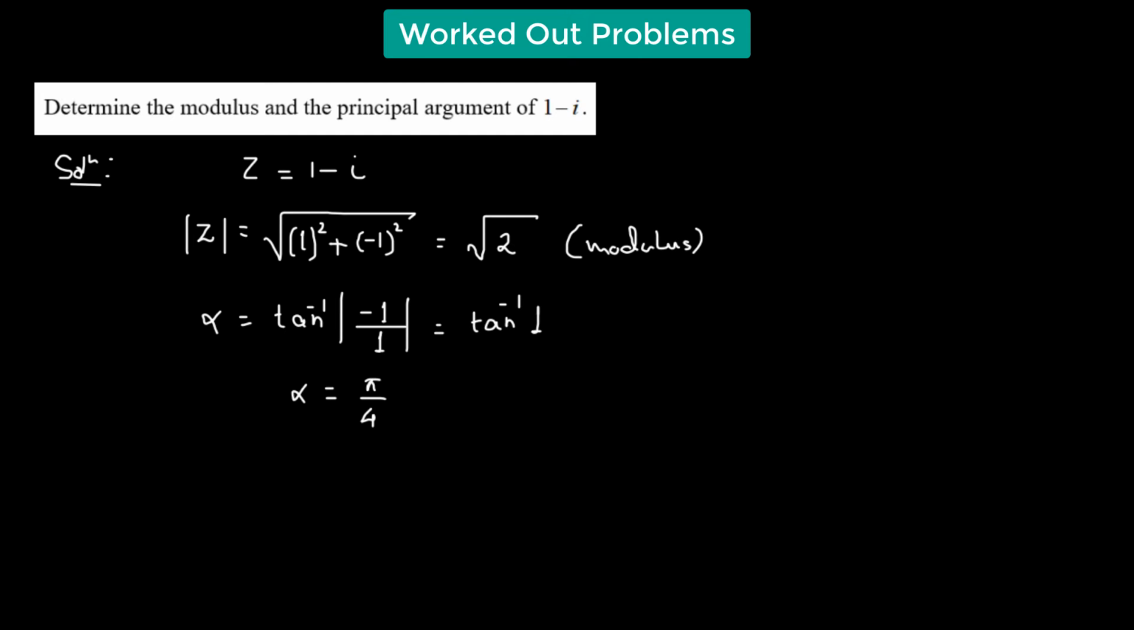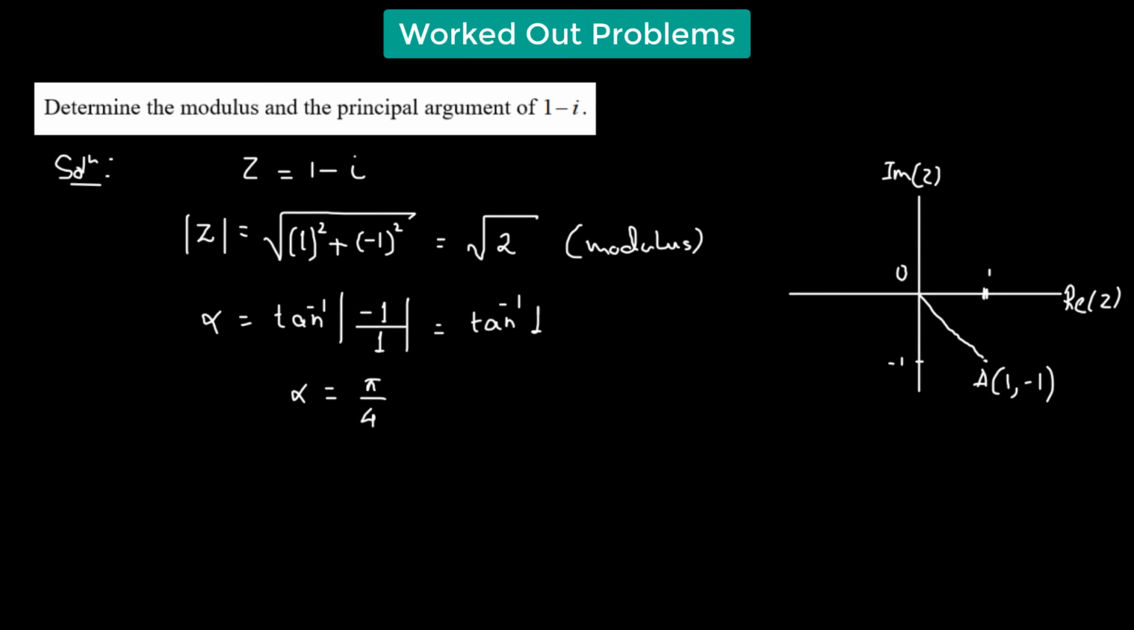Let us now check in which quadrant the given complex number lies. So we have the imaginary axis and we have the real axis. We see that our real part has the value of 1 and the imaginary part has the value of -1 here. So this is going to be our complex number OA, and A has the coordinate point (1, -1). That means our complex number lies in the 4th quadrant.